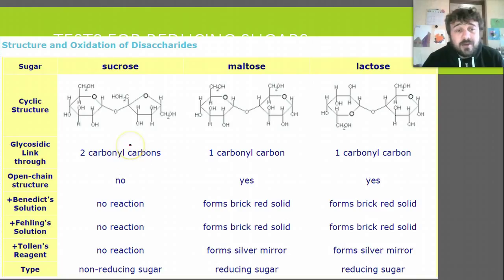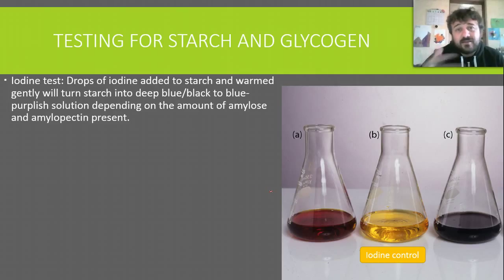Okay, so it's 2 carbonyl atoms. The glycosidic link goes through 2 carbonyl atoms, so it's not going to make an open chain structure. Whereas maltose and lactose, they do. Yes, carbonyl carbon there, but not right there. And yes, carbonyl carbon right there, but not there. So with sucrose, we'll have no reaction with either of those, but with maltose and lactose, we do. And there are other ways to test those apart.